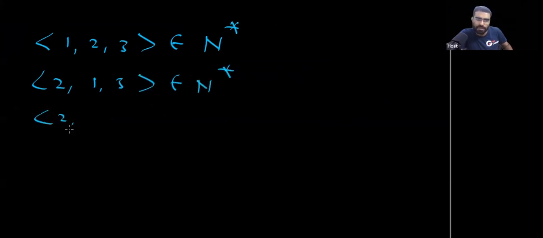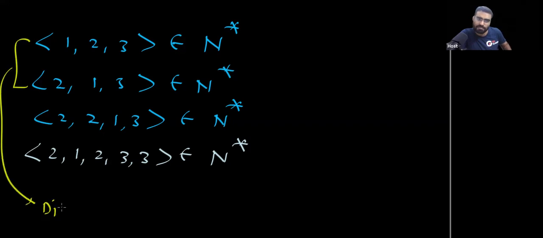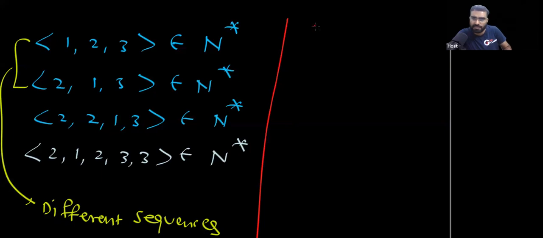And remember, 2, 2, 1, 3 also belongs to N star. Is this clear? So for example, 2, 1, 2, 3, 3 also belongs to N star. And all of these are different sequences. Is this clear? These are different sequences because in a sequence, order matters, repetition matters.